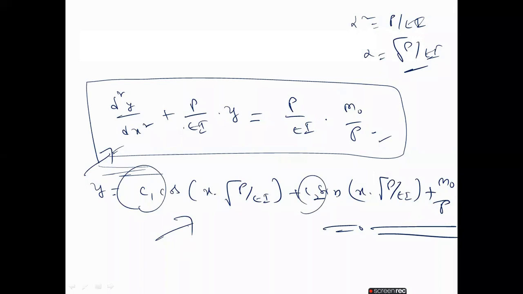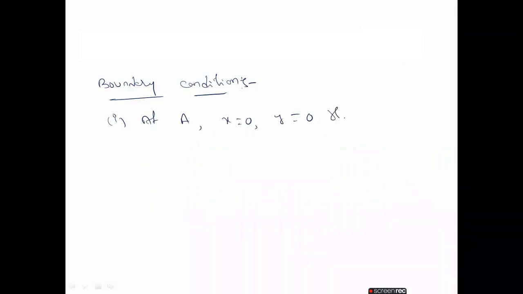We have two constants, and their values are obtained from the boundary conditions. Now we have to take the boundary conditions of the column. The first condition, at point A, is x equal to 0 and y equal to 0. And dy by dx is also 0, as A is a fixed end.